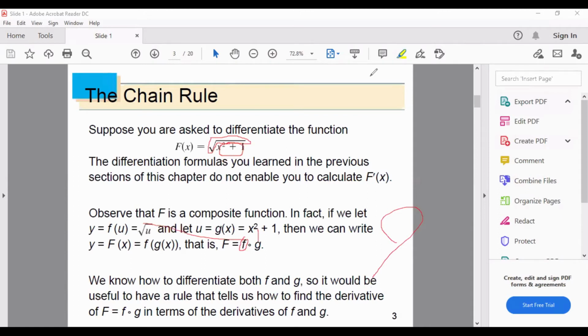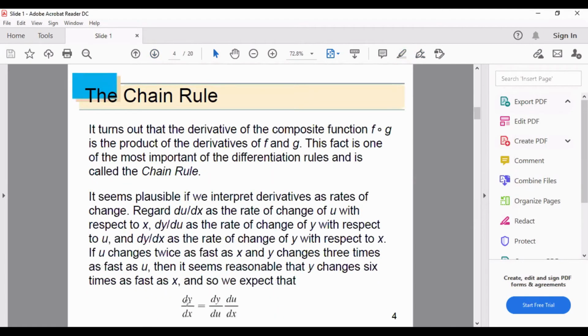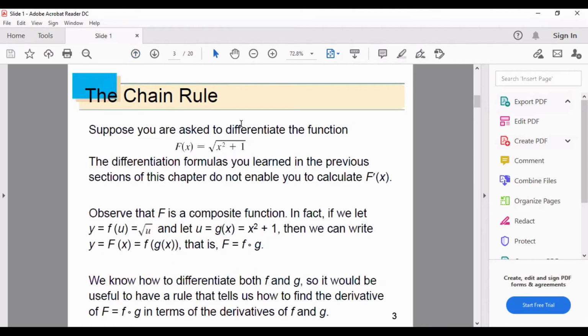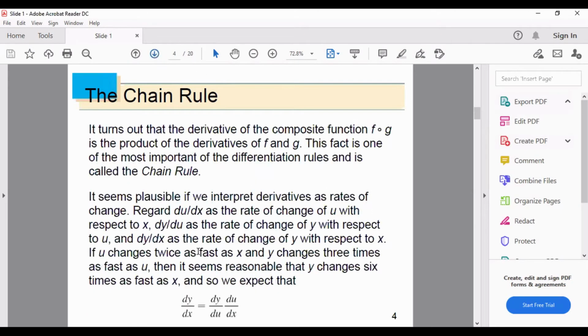The answer is very easy. The answer is to use this formula. That means we have to evaluate the derivative of the root, but instead of x, we have to put x squared plus 1 inside, then multiply by the derivative of x squared plus 1. What does that mean? That means the derivative of the function is the derivative of the outside function times the derivative of the inside function.